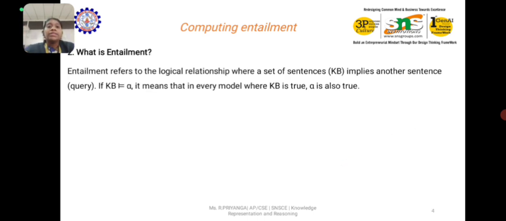Okay. Next we move to what is entailment. Entailment happens when one statement logically follows from another statement. If a knowledge base contains certain facts, we can ask whether a certain conclusion must be true if the knowledge base is true. For example, if you know it's raining, you might infer that the ground is wet.